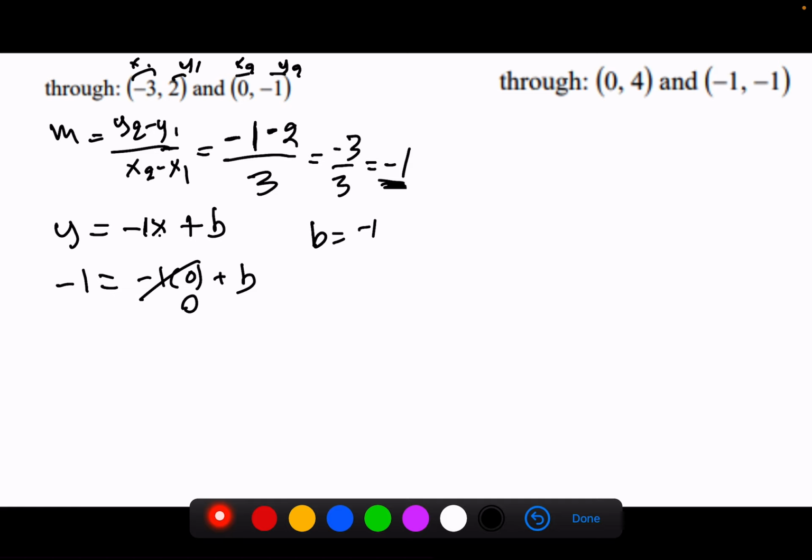So now I can solve for my form here. So y equals negative x minus 1. I'm going to go ahead and add x to both sides. So y plus x is equal to negative 1. Now to the next problem here.